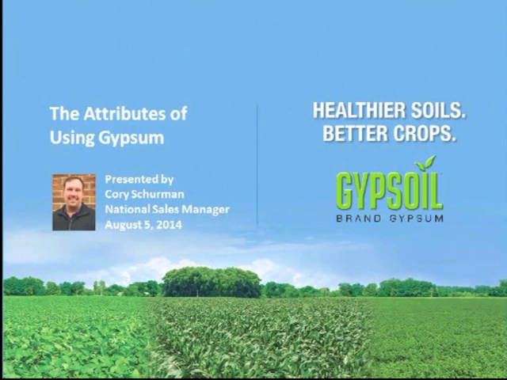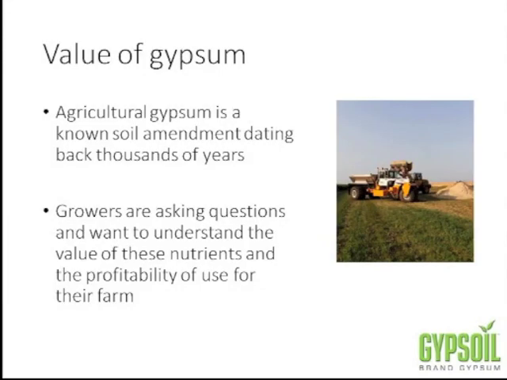We'll talk about the attributes of using gypsum. A lot of people ask questions about, what is gypsum and how long has it been around? It's been around for thousands and thousands of years. It was used back in the 1500s. Growers are asking to understand the value of what that can do for them, and how we can help the profitability on their farm with the lower grain prices we're looking at. We have to figure out how to be as good as we can and keep the pencil as sharp as we can.